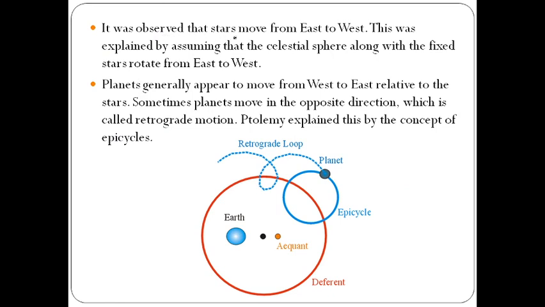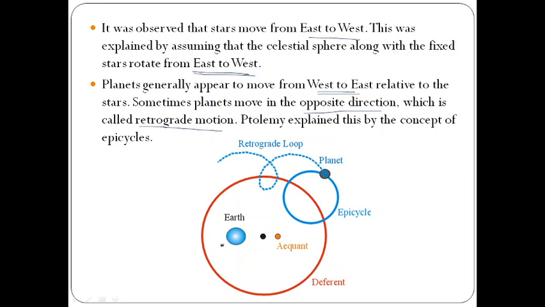And it was observed that stars move from east to west. This was explained by assuming that the celestial sphere along with the fixed stars rotates from east to west. And the planets generally appear to move from west to east relative to the stars. Sometimes planets move in the opposite direction, which was explained as retrograde motion. And Ptolemy explained this by the concept of epicycle. So let us understand these concepts more.